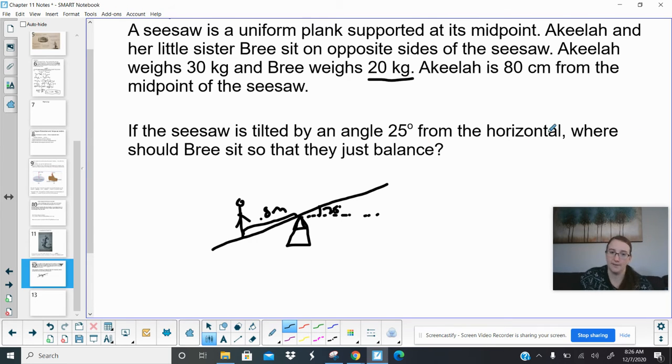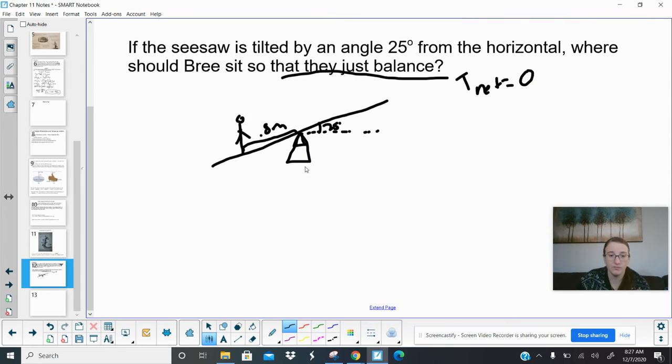So here's what we need to realize then. If they're just balancing, what would the net torque be? If they're not going up or down, it's actually 0. They are balancing, that means the net torque is going to be 0. So the torque that Aquila exerts plus the torque that Bree exerts are going to cancel out. So we're going to say torque of Aquila plus torque of Bree is going to equal 0.